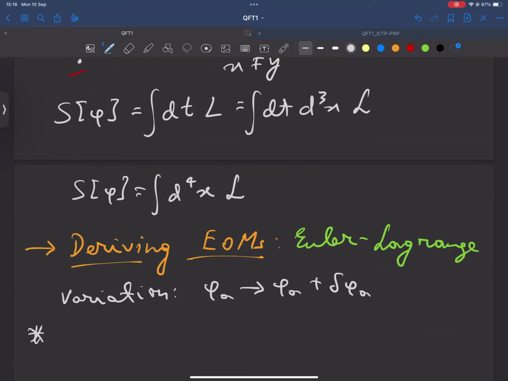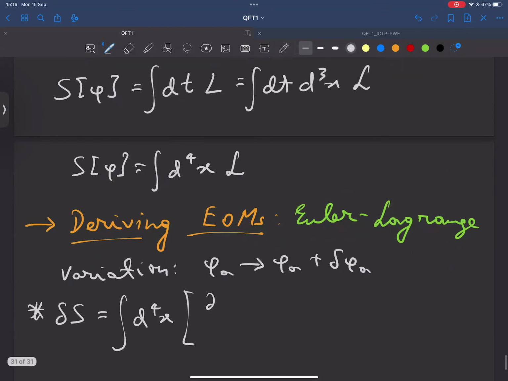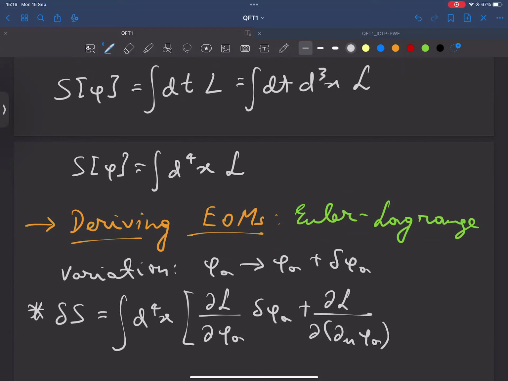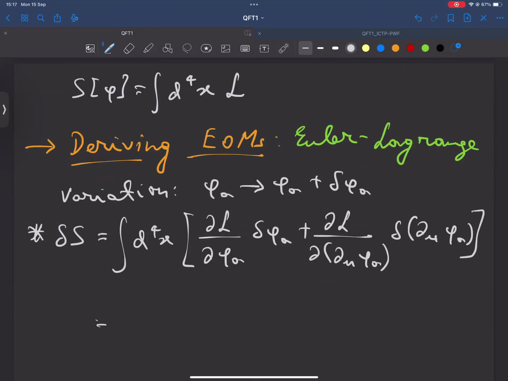Okay, so now let's do the variation. For a general variation, phi to phi plus del phi, we can write down the variation of the Lagrangian like this. This is just the chain rule and the concept of total derivative. And now we can write down the same line a little bit differently.